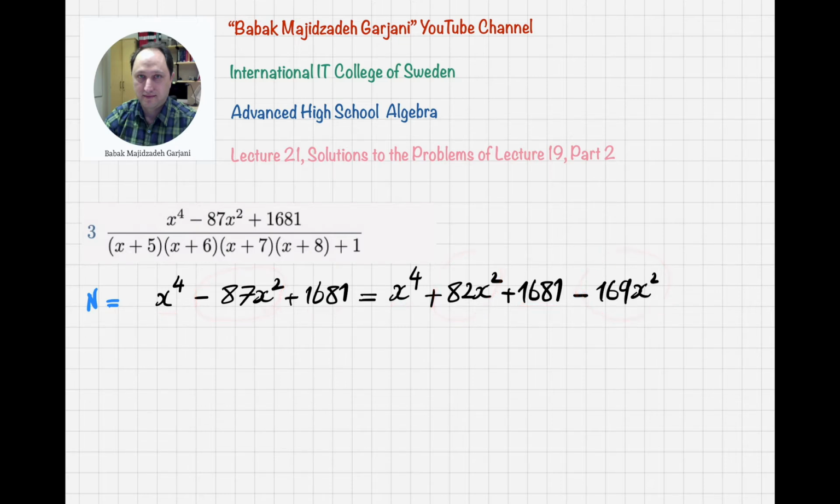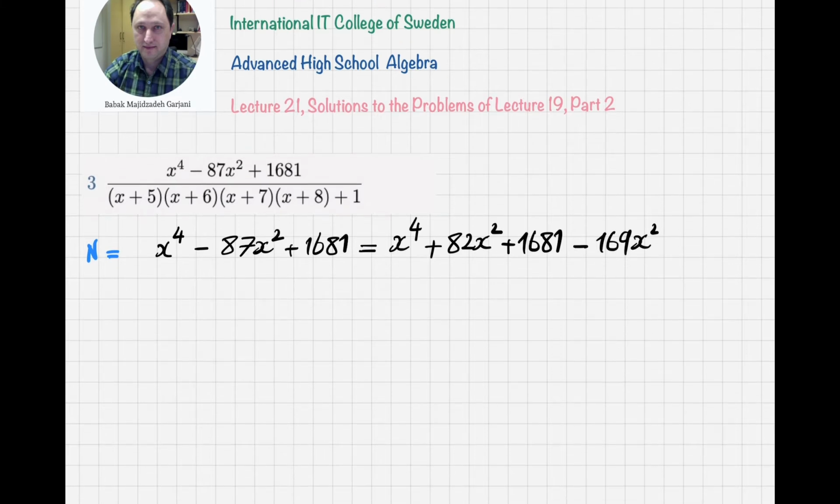So what I have done is completely legitimate. Now the first three gives me the quadratic rule, so it becomes x squared plus 41 to power 2, and instead of minus 169x squared I can write 13x to power 2, because we know that 13 to power 2 is 169. And now probably you realize what was the benefit of doing that, because now I have the difference of two complete squares and I can use the conjugate pattern.